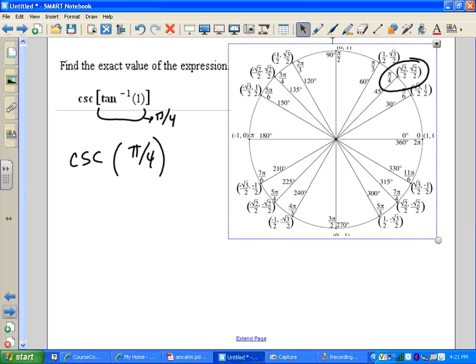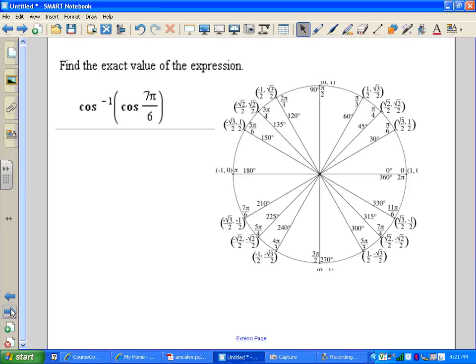Now, the cosecant of pi over 4, remember cosecant is the reciprocal of sine. Sine is the y coordinate, and so it would just be the reciprocal of square root of 2 over 2. So that would just be 2 over the square root of 2, which would rationalize to 2 square root of 2 over 2. That's a lot of 2's. And then the 2's cancel, and it just gives me square root of 2 there.